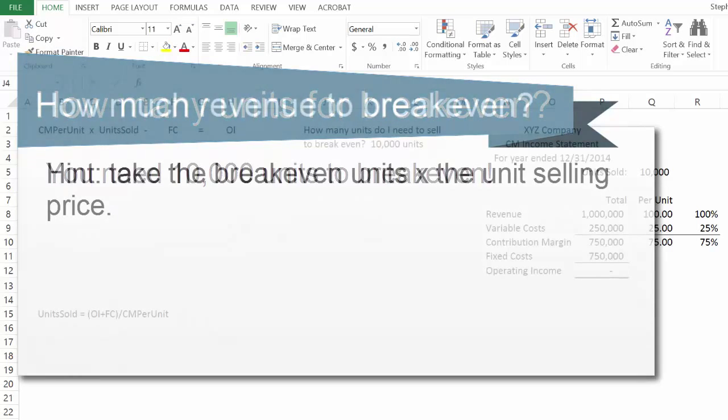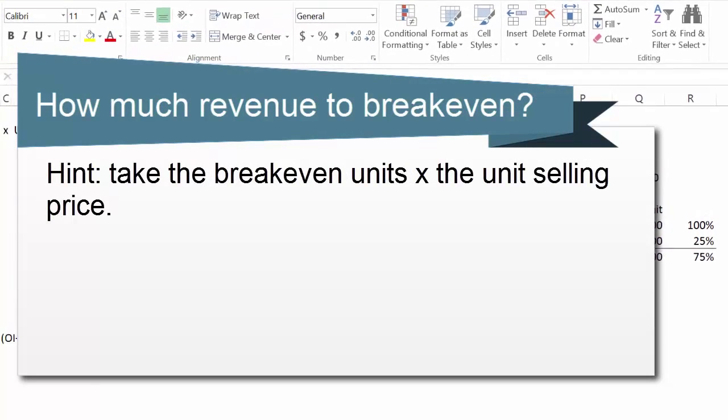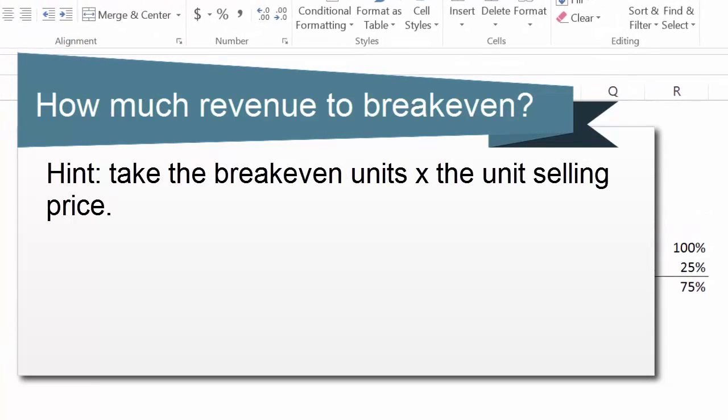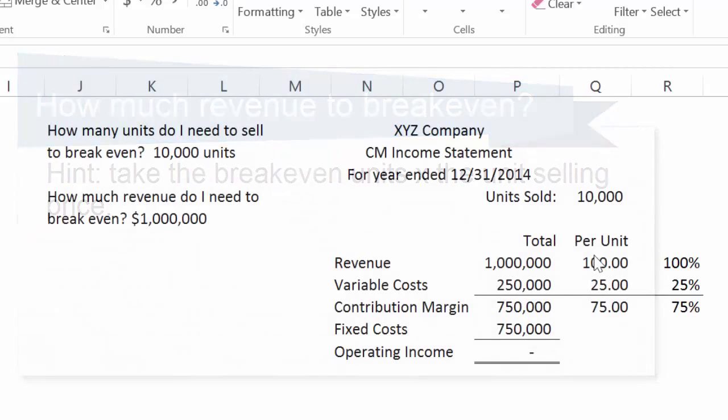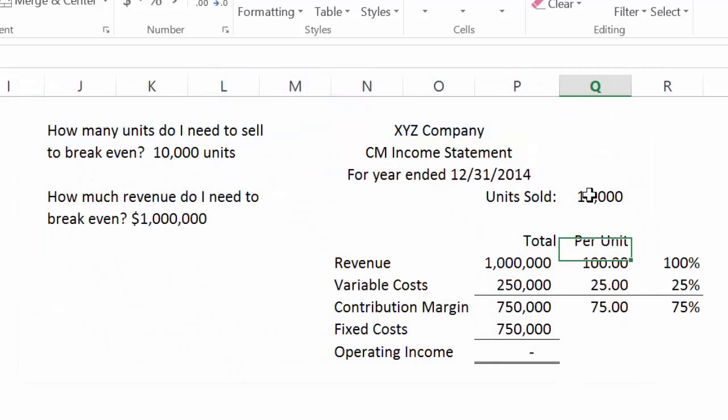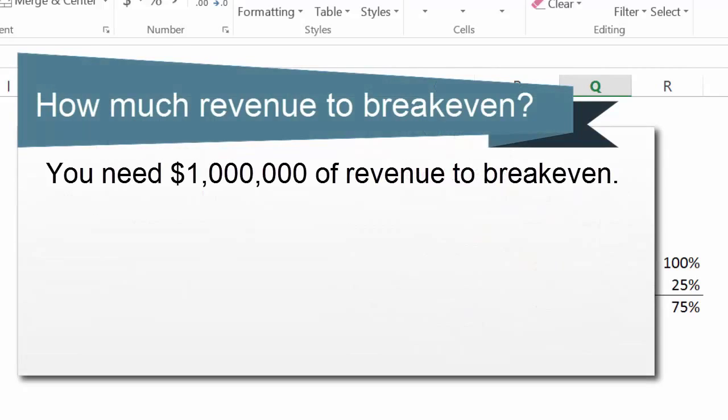Another way this question might be asked is, how much revenue do I need to break even? If we're trying to find revenue, all we're going to do is take the number of units that we're selling times the revenue per unit, and that will give us the revenue. So the answer to how much revenue do I need to break even is $1 million.